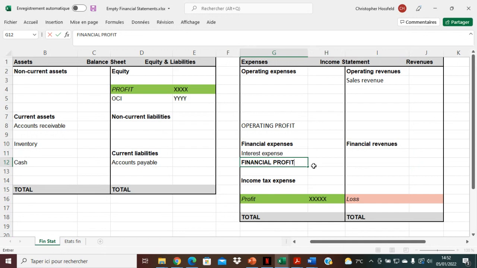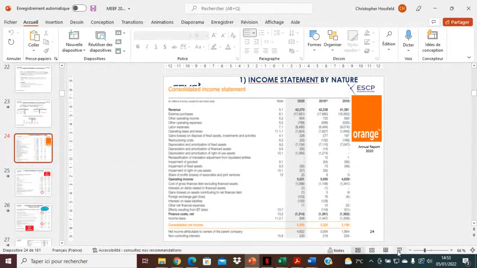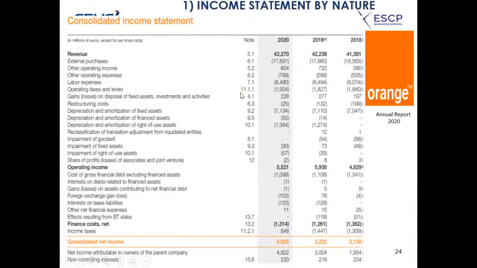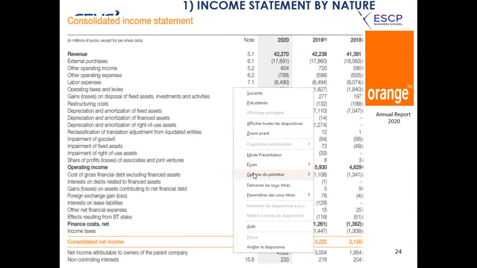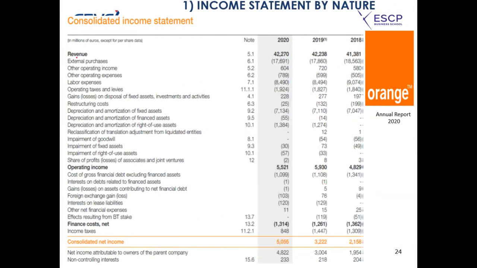And usually the financial profit will be negative because we have far more interest expenses than financial revenues in a manufacturing company. Obviously, I'm not talking about a bank or an insurance company. So we have the operating block and we have the financial block. Regarding the operating expenses, so only the expenses in the upper part of the income statement, they can be classified by nature, Orange, or by function, Vodafone.